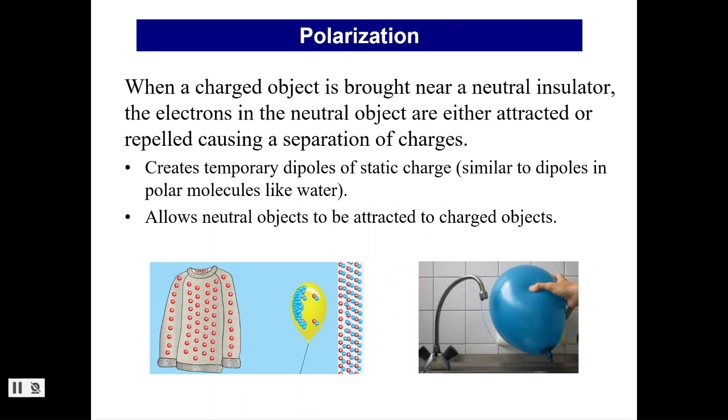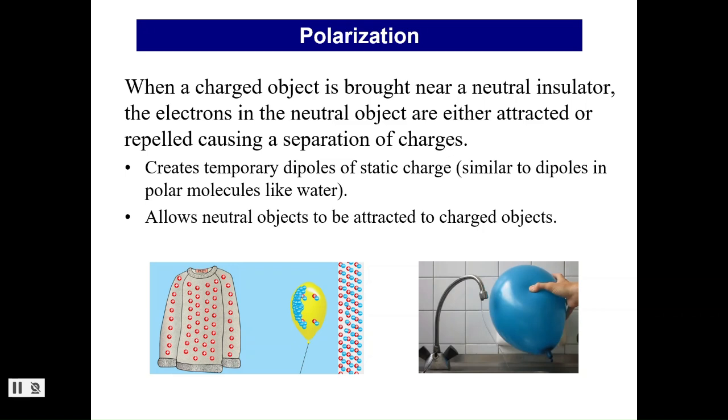So when we bring objects together, when we start looking at neutral objects, they don't always have to gain or lose charges. It's possible just for the charges to move around in reaction to the presence of other charges. This process can cause polarization.